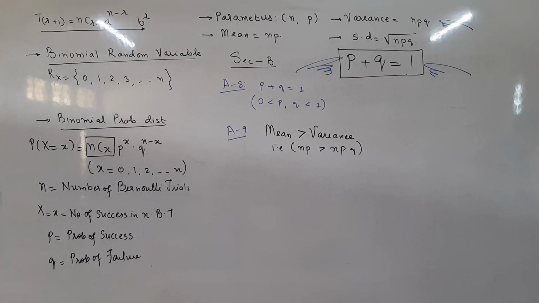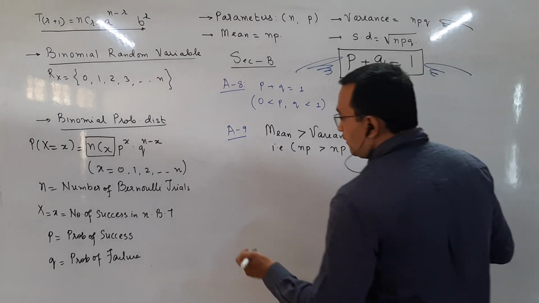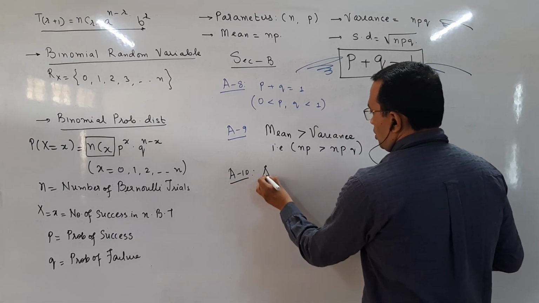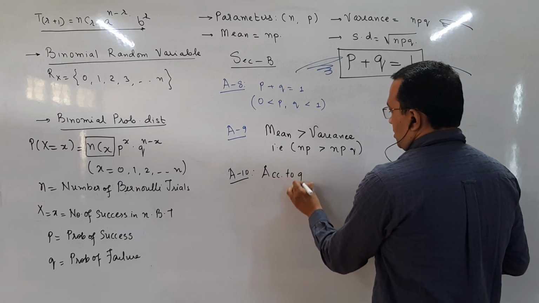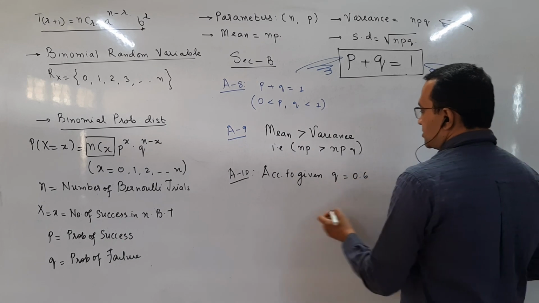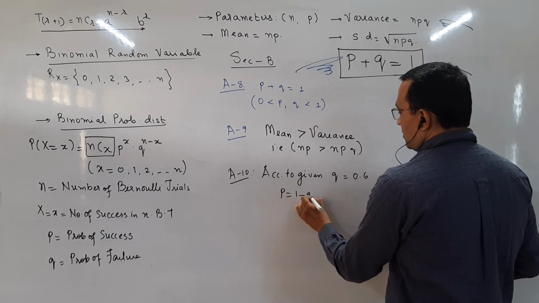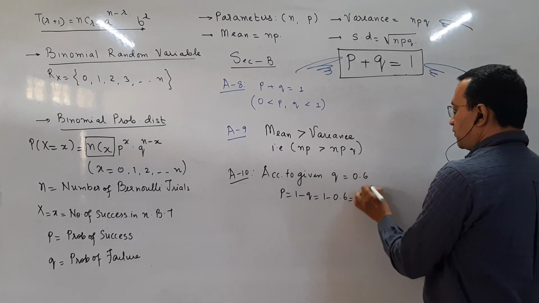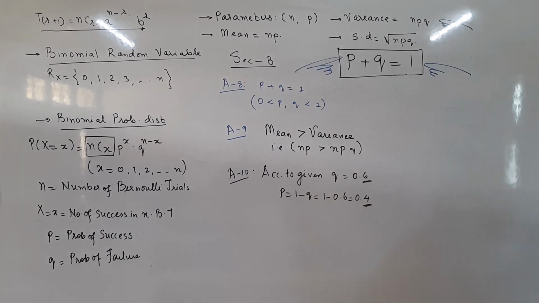Okay. The probability of failure in a binomial distribution is 0.6. Probability of failure means Q. So we write, according to the question, Q is 0.6. So P will be 1 minus Q. 1 minus 0.6, so 0.4. No need to give both.